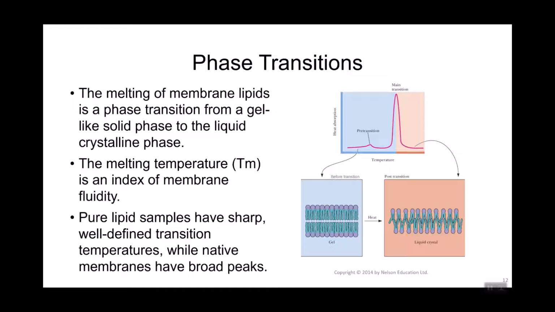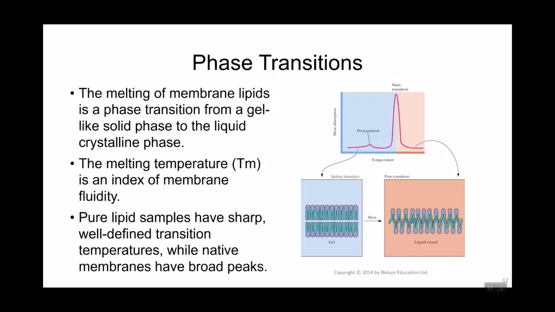This melting temperature is an index of the fluidity, so how much energy is needed to separate the strands, where a lower TM would indicate a more fluid structure. A higher TM means you need more energy to disrupt the forces that are holding these tails together.